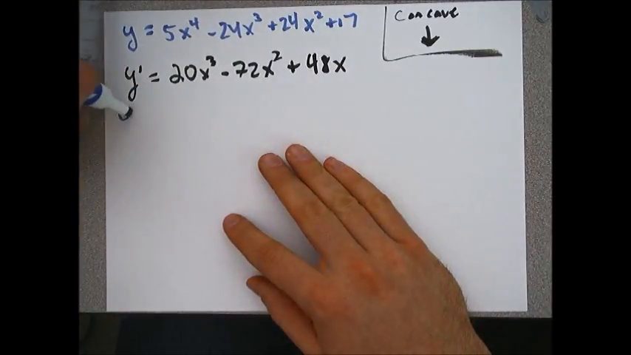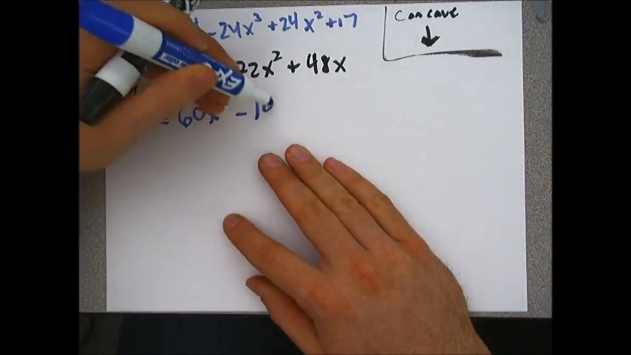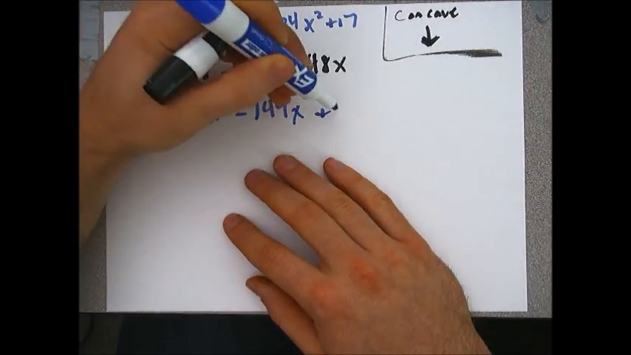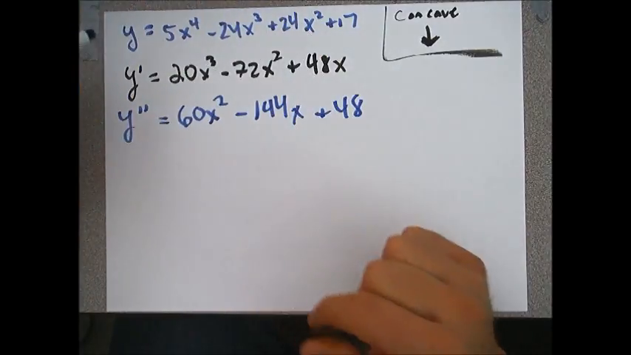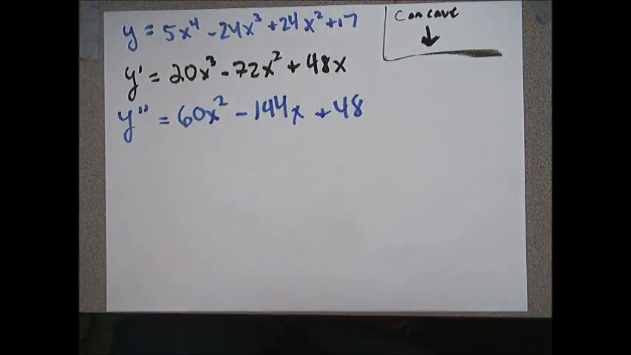Second derivative would be 60x squared minus 144x plus 48. Now I have the second derivative. I want to set it equal to 0. Once you set it to 0, we're going to need to find these inflection points.